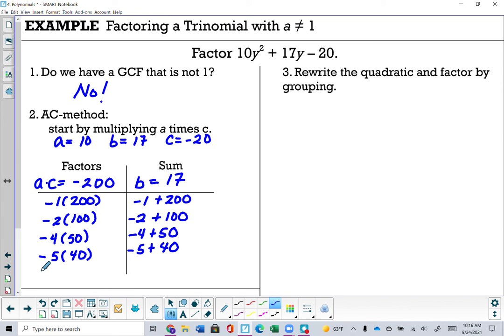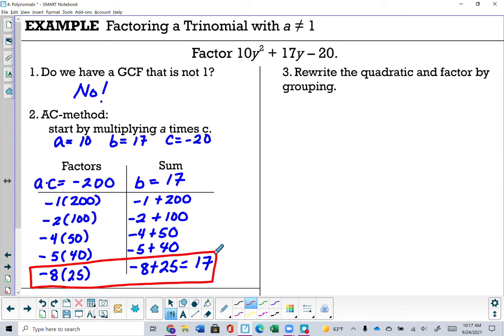All right. Negative 6 is not a factor. Negative 7 is not a factor. Let's do negative 8 and 25. I think we might have it. Let's see. Negative 8 plus 25, that is positive 17. Perfect. So this is what we are going to use to factor our quadratic.